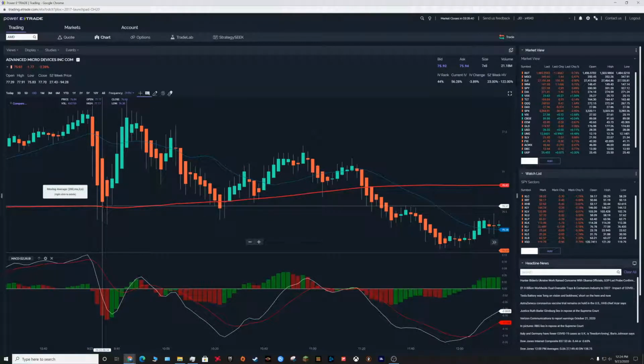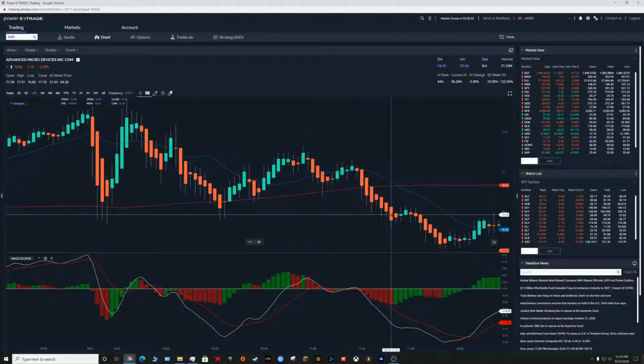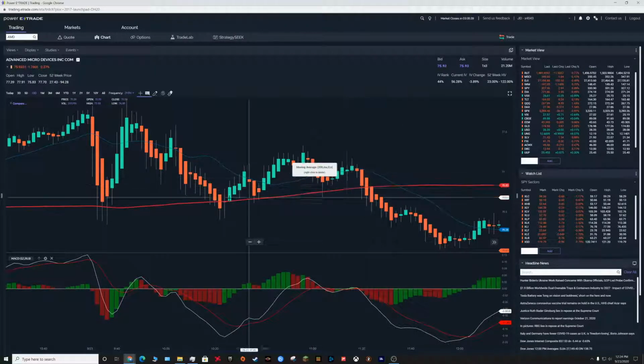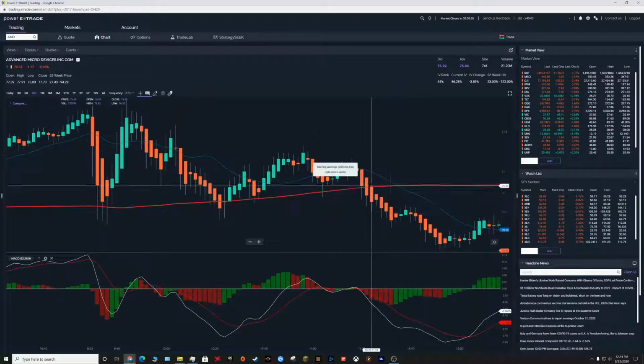Strong stocks in an uptrend will bounce off the 200. We bounced off here. We bounced off here. Bounced here. Bounced here. Couldn't hold it here, and we broke through. So it's a resistance level. It was support until it became resistance. Support once broken becomes resistance level.